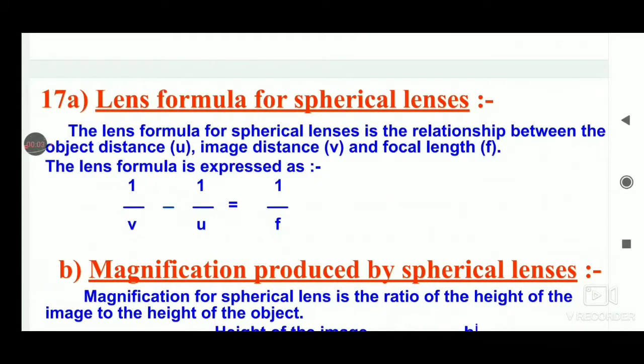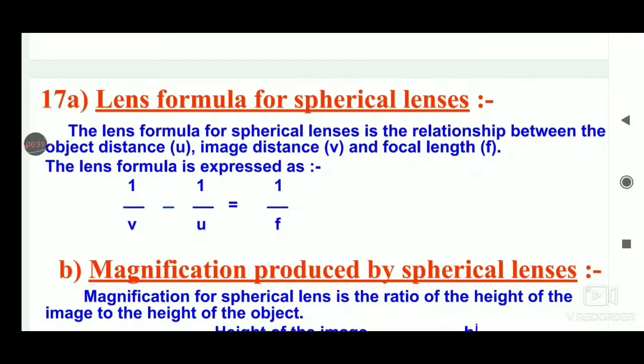हमने मिरर्स के केस में मिरर फार्मूला पढ़ा था. Now we are discussing refraction. तो अब हम देखेंगे कि लेंस फार्मूला क्या होता है. जैसे मिरर फार्मूला रिलेशनशिप था ऑब्जेक्ट डिस्टेंस, इमेज डिस्टेंस और फोकल लेंथ के बीच में, सिमिलरली लेंस फार्मूला भी एक रिलेशनशिप है ऑब्जेक्ट डिस्टेंस, इमेज डिस्टेंस और फोकल लेंथ ऑफ द लेंस.